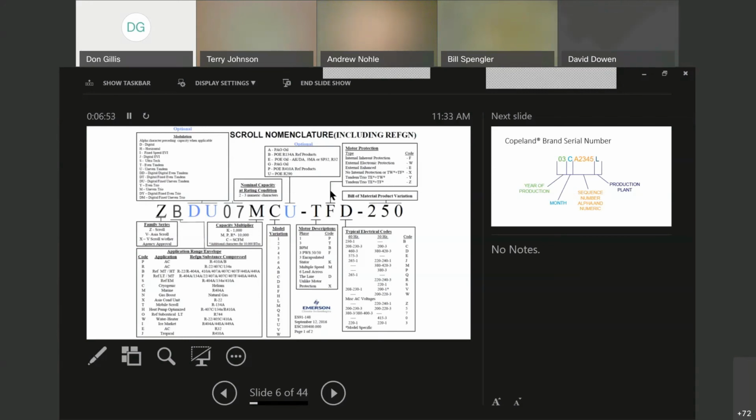The second to last three characters are going to be your motor description, then your motor protection, and then your electrical codes: what the hertz is, the volts, and what have you. And last but not least, the last three are going to be your bill of materials.